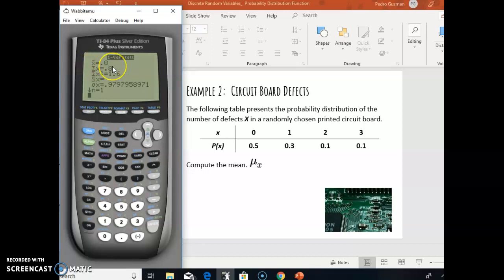The expected value is 0.8. So if we repeated this over and over again, you'd expect to have 0.8 defects. And then the standard deviation, if asked, is 0.97979, etc. So we'll pick up with part 3.